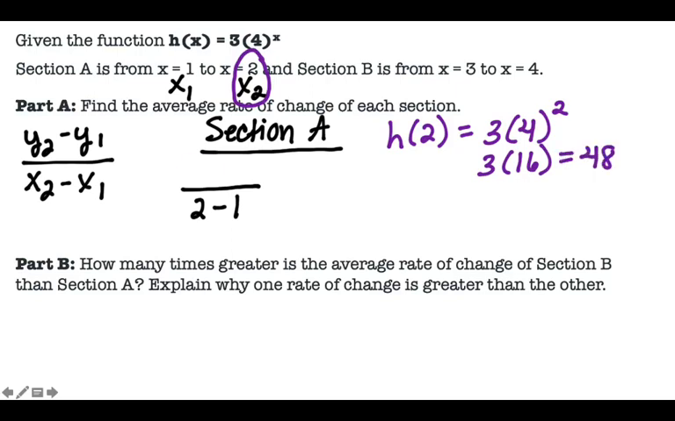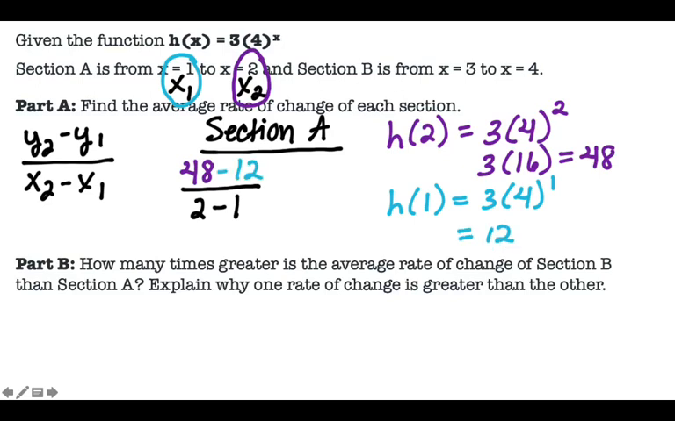Now I'm going to plug in 1 to find our y1 answer. So I write h of 1 equals 3 times 4 to the first power. 4 to the first power is 4, and 4 times 3 is 12. So now I have 12 that I can plug in for my y1 answer. Now I have my entire formula filled in, so all I have to do is subtract and then divide, and I have my answer. 48 minus 12 is 36, and 2 minus 1 is 1, so 36 over 1 just equals 36. So that's my answer for section A.